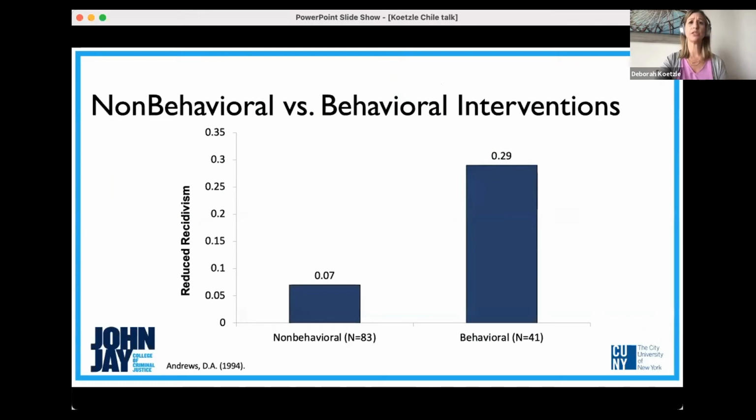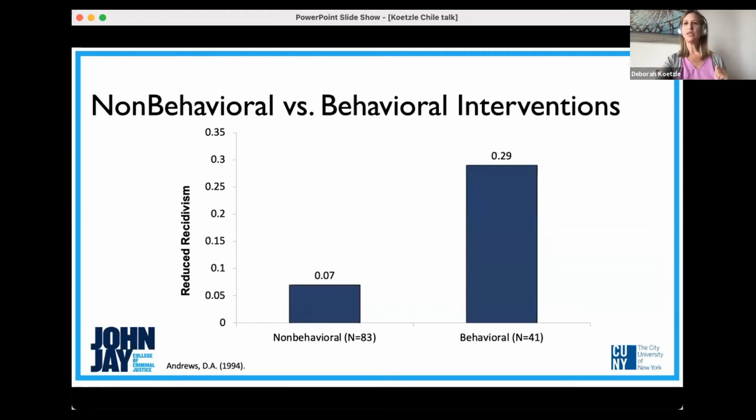There's been a lot of research done around the effectiveness of behavioral interventions, general responsivity, and here we see results from another meta-analysis where behavioral interventions have on average a 29% reduction in recidivism, whereas non-behavioral interventions, so educational, psychoeducational, sort of client-centered process groups, can reduce recidivism, but only here by about 7%. And so if we have to choose the nature of our intervention, we should choose those that are more likely to have greater reductions in recidivism.